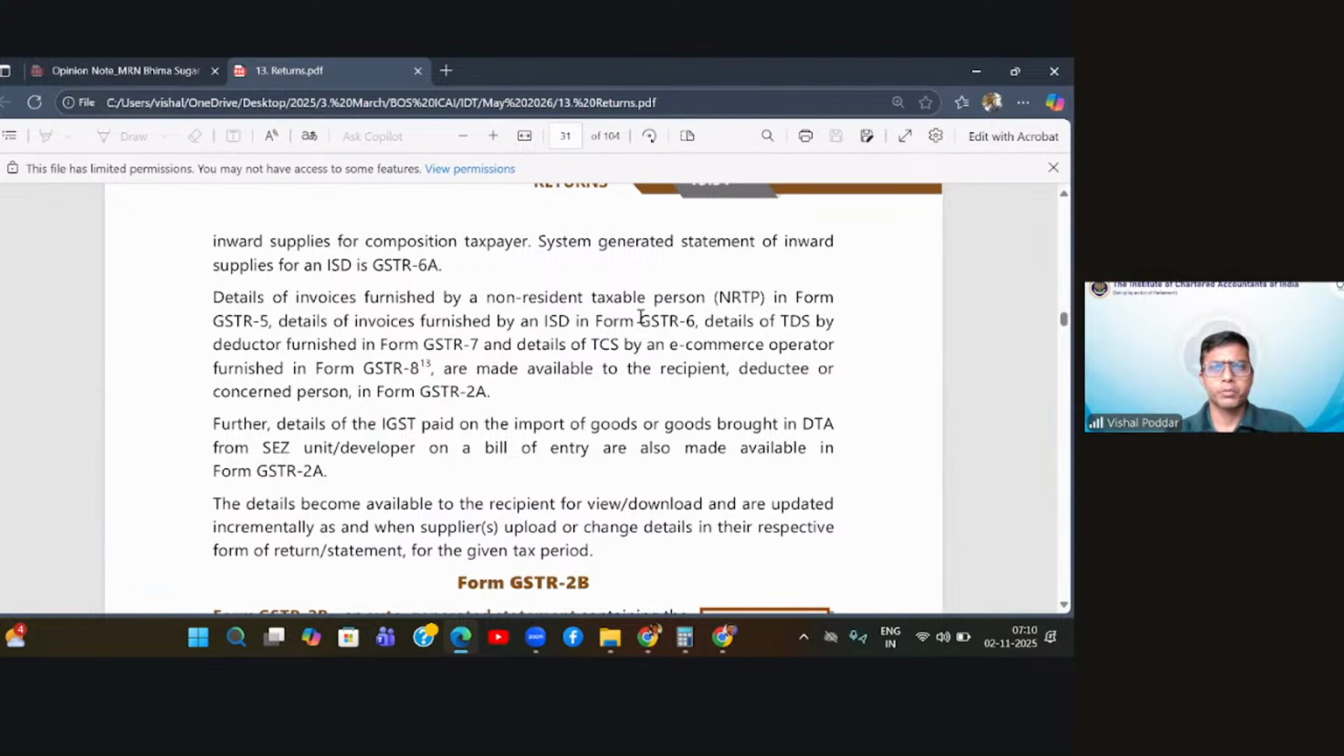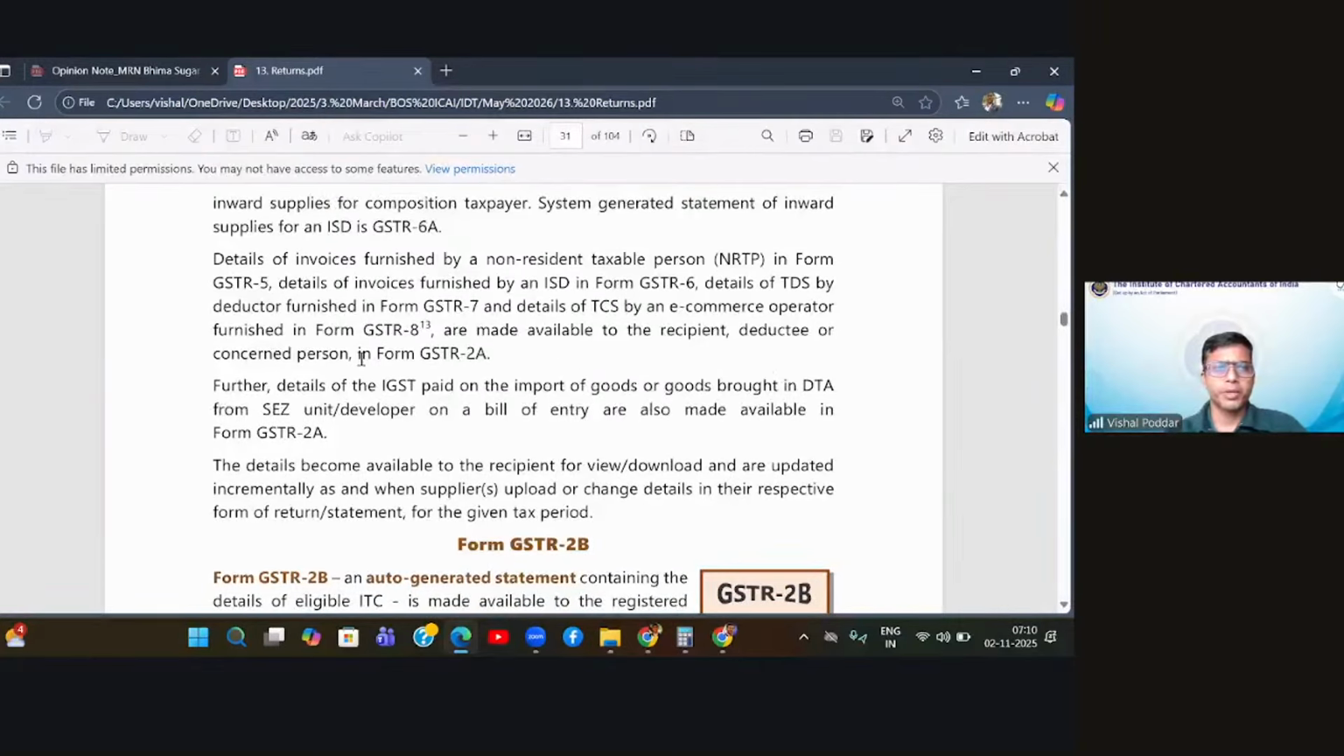Details of invoices furnished by NRTP in Form 5. Details of invoice furnished by ISD in J6. Details of TDS deductor furnished in 7. Details of TCS e-commerce operator 8 are made available to the recipient. This part you are talking about? But then what is the confusion? Can you unmute and tell me, Geet?